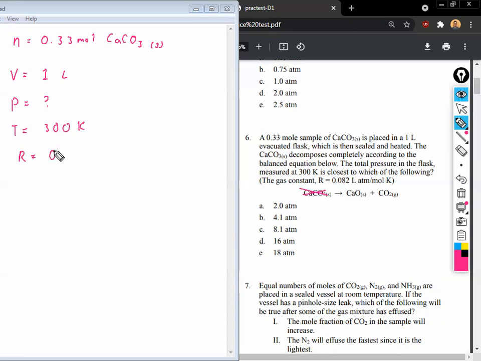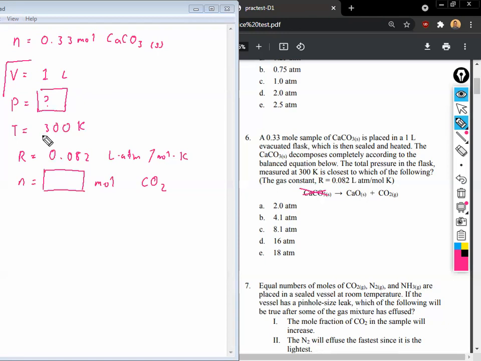The gas constant is 0.082 liters atmospheres per mole Kelvin. Okay, so it basically tells us all the information that we need to know. And for this part, this is what applies to the gas. We have P, V, T, and R, okay? We're looking for P. The only thing that we need is the moles of the gas. So it's going to be moles of CO2, okay? So if we can figure out moles of CO2, we can solve for the pressure. Any questions about how we got there?